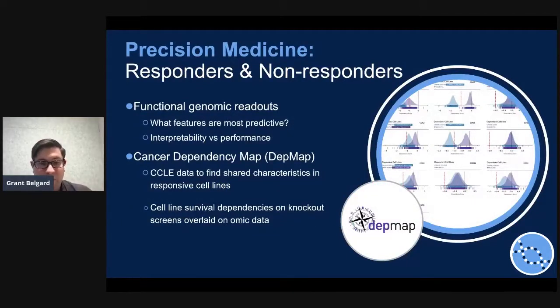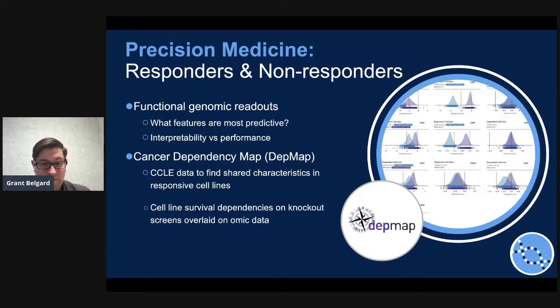Bioinformatics also plays a key role in precision medicine. How does one differentiate responders from non-responders to a specific drug? This can inform what is prescribed to whom. If one has an in vitro assay with functional genomic readouts, what features are most predictive? There's often a trade-off here between the interpretability of a model, which helps with biological understanding, and the performance of a model, which may be more important for real-world application, so long as it's robust and not due to overfitting.